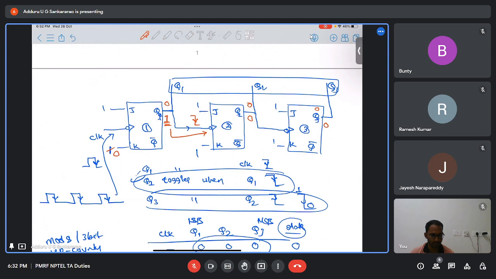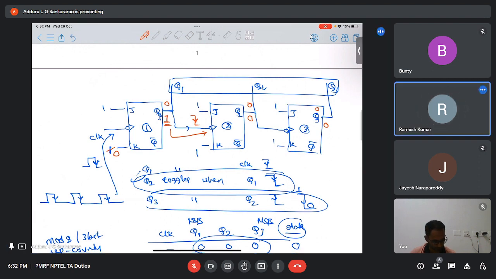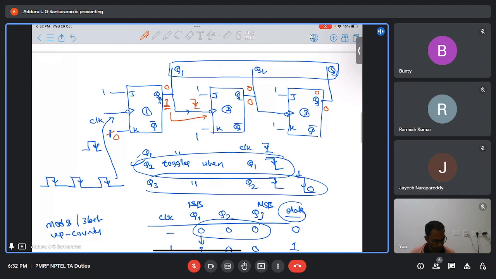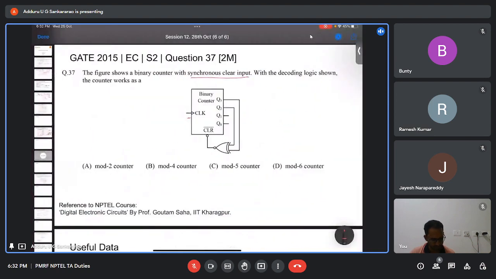Is that okay? So when you are giving in toggle mode, then only the flip-flop outputs will change. Is that okay? Yes, understood. Yeah, fine, thank you. Now coming back to our question.